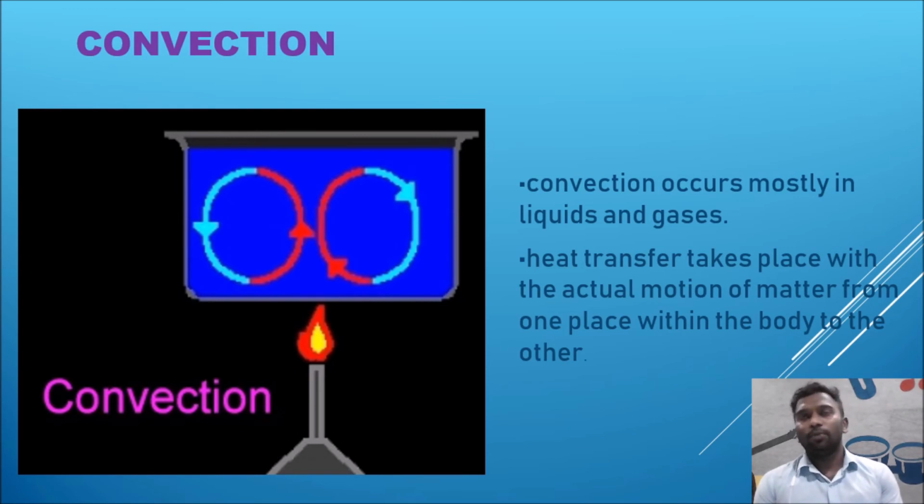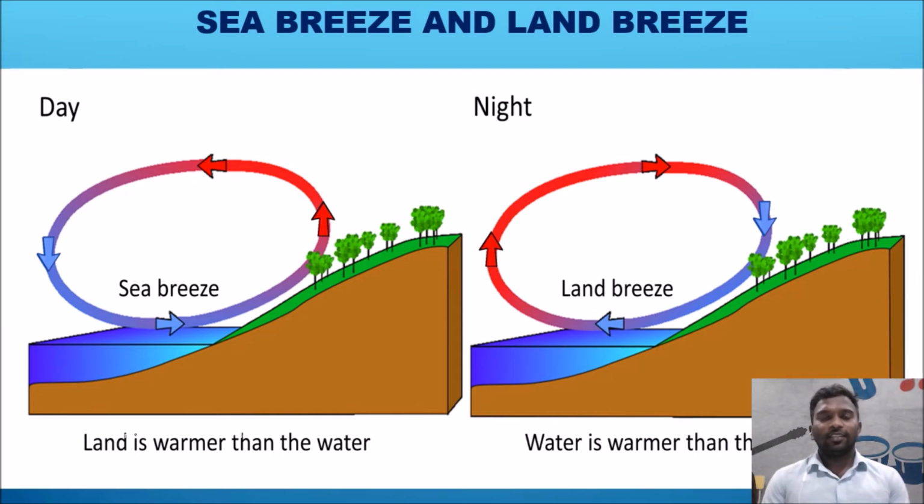So, especially this process occurs in fluids like liquids and gases. Yes, it is another topic, sea breeze and land breeze. Children, you can see two images on the screen, right? One is related to sea breeze, another one is related to land breeze. In the first one, the blue color indicates cool and red color indicates very hot, right?